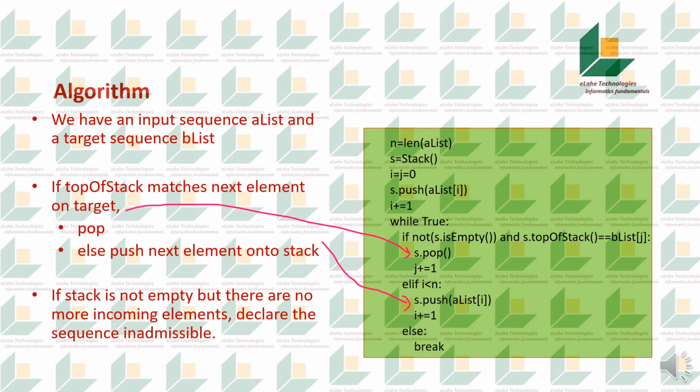Let us now present the algorithm pseudocode in Python code snippet for solving the railroad car problem. Assume that the input sequence is given as AList and we need to transform this to BList. If the top of stack element matches the next element from the target sequence BList, we pop from the stack. Else we push the next element from the input sequence AList onto the stack.